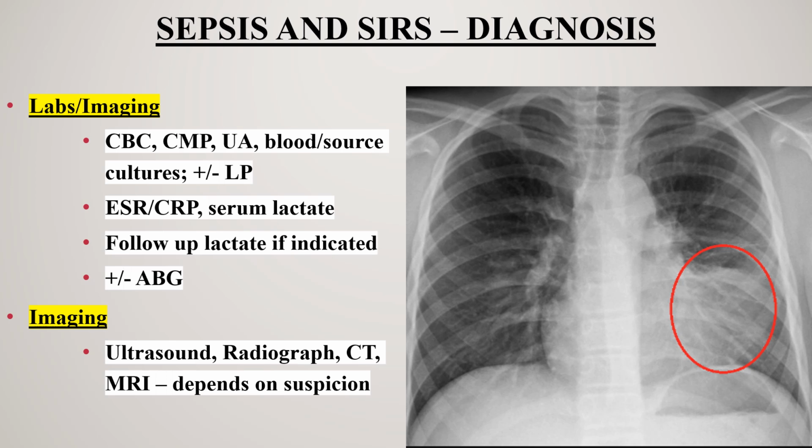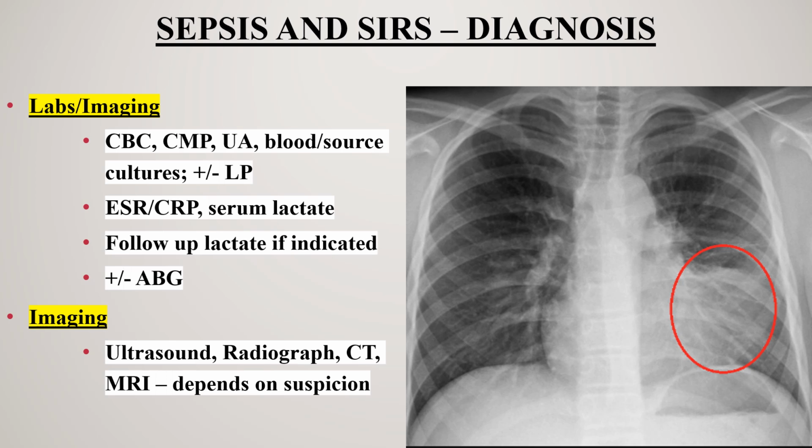Source cultures are plus or minus based on what the suspected source is. If you have chest x-ray findings that show pneumonia, you don't necessarily need to go ahead and get a sputum culture or do a bronchoalveolar lavage or anything like that. However, if you have a urine infection, a urinalysis will usually reflex to a urine culture, and this can help guide antibiotic targeting down the road.